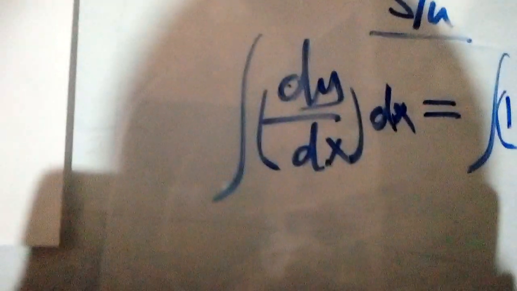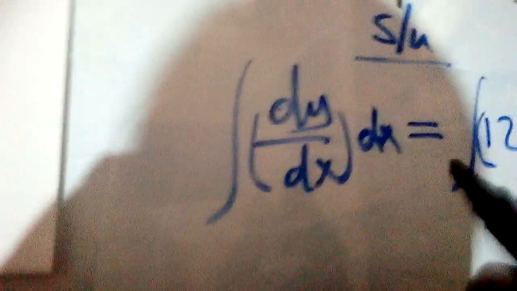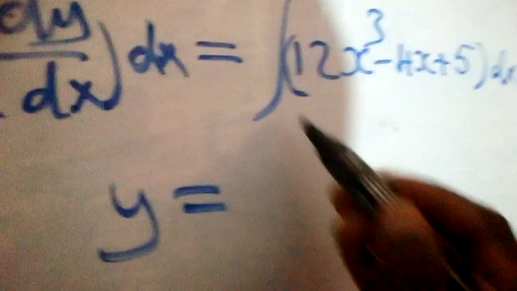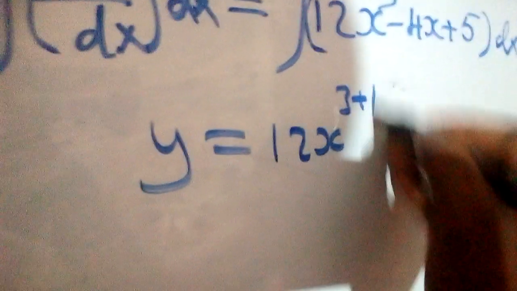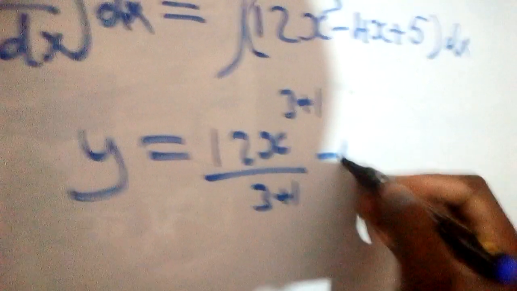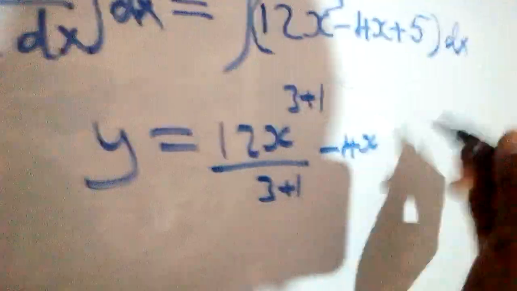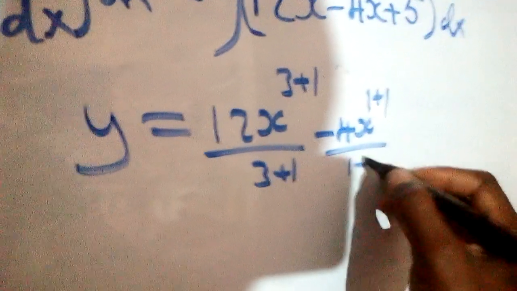If you integrate the dy/dx notation with respect to x, here we just have y, and this will equal the integral of 12x cubed. We're going to have 12x to the power of 3 plus 1. Take note, everything's a 3 plus 1. Then minus 4x squared, because this x is 1 plus 1, so everything's a 1 plus 1 here.